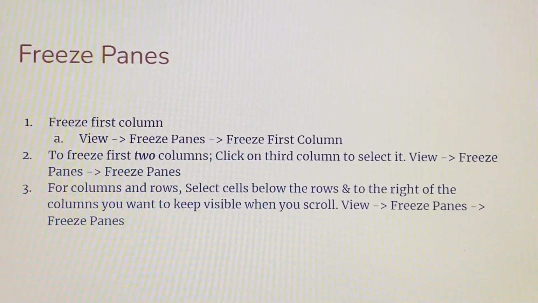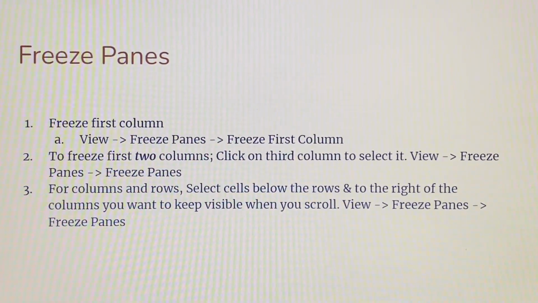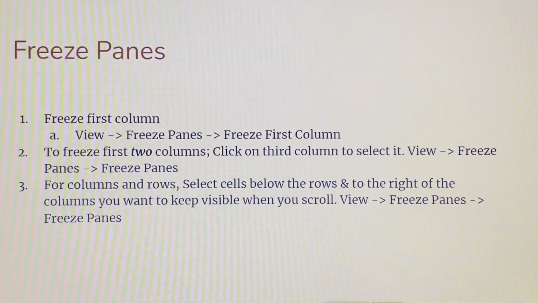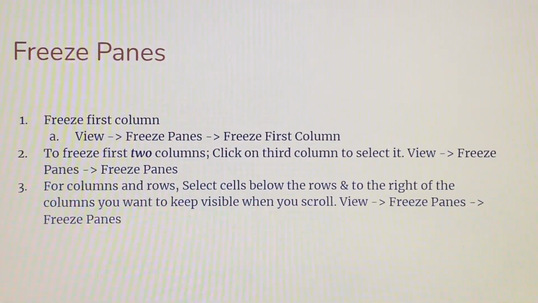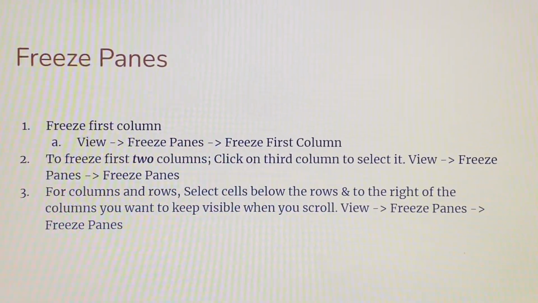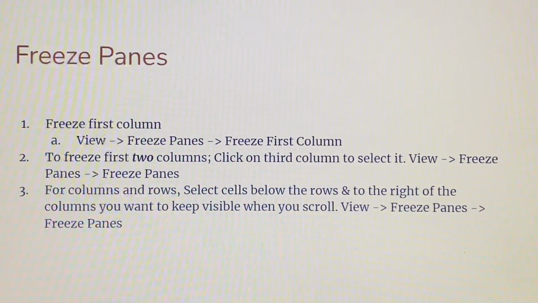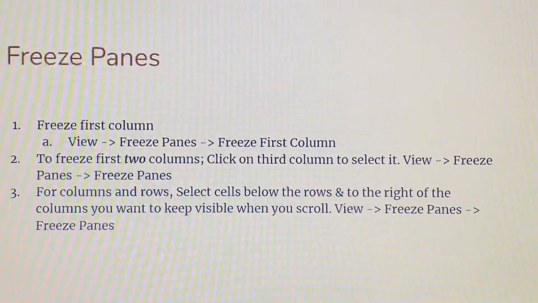And then you're going to go to View, Freeze Panes. And then next, for columns and rows, you're going to select cells below the rows, and to the right of the columns you want to keep visible when you scroll. And then again, you're going to go to View, Freeze Panes, and Freeze Panes again.